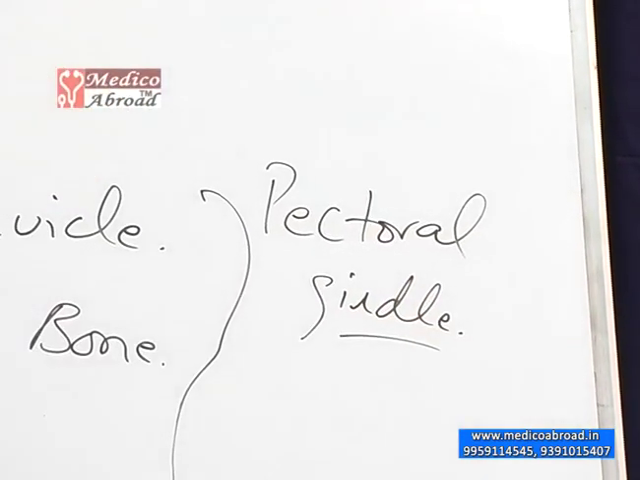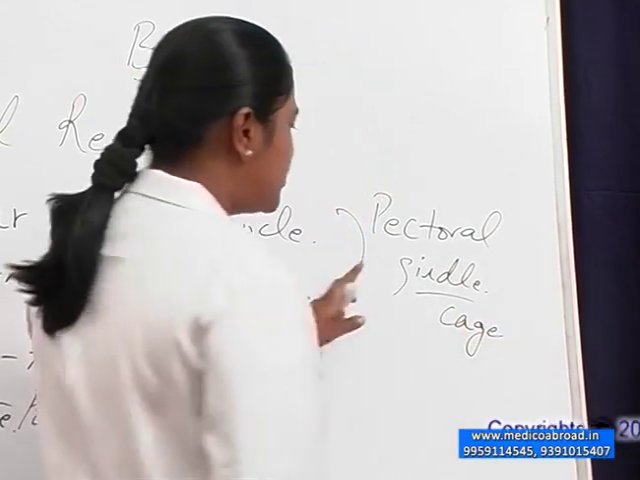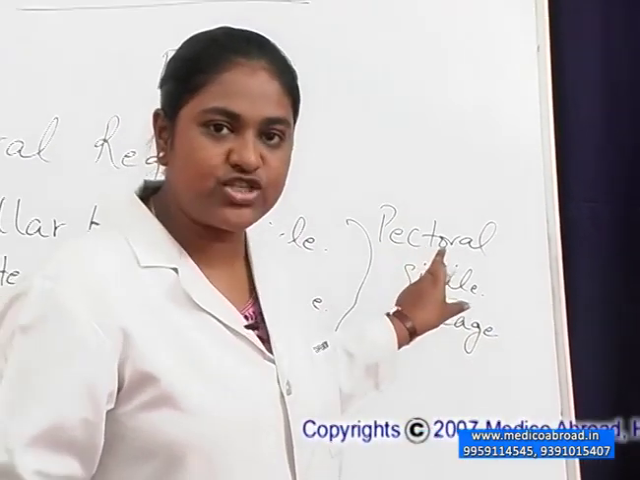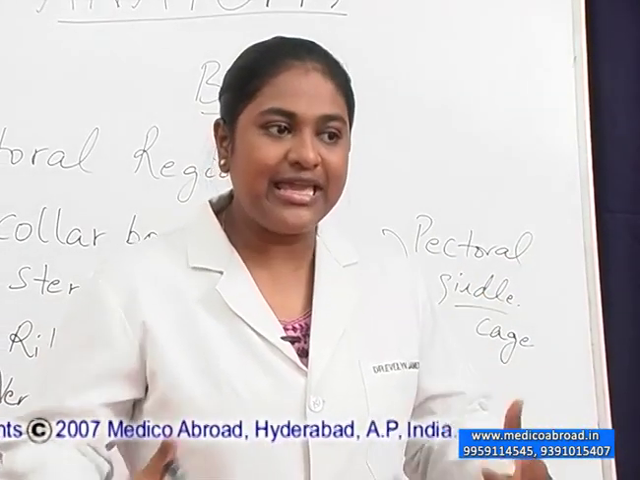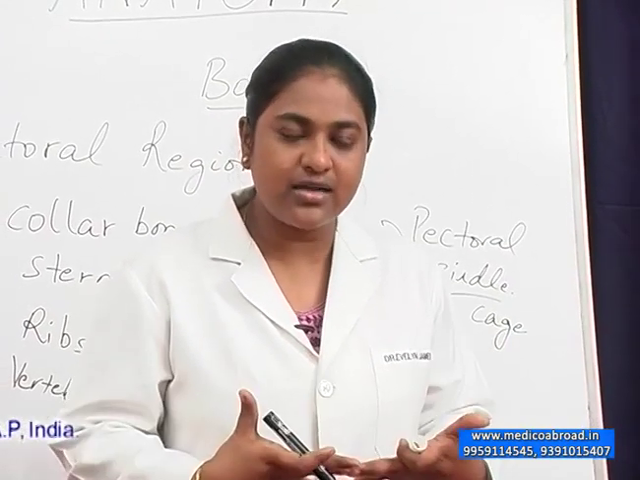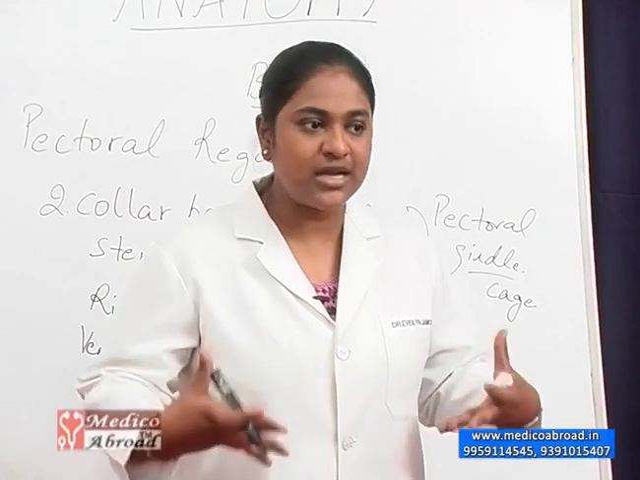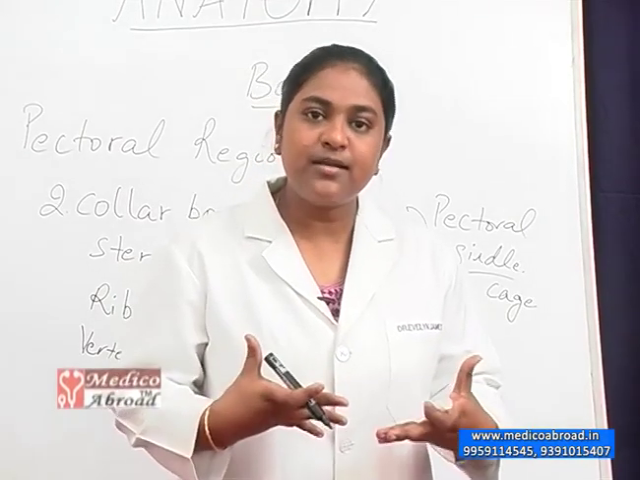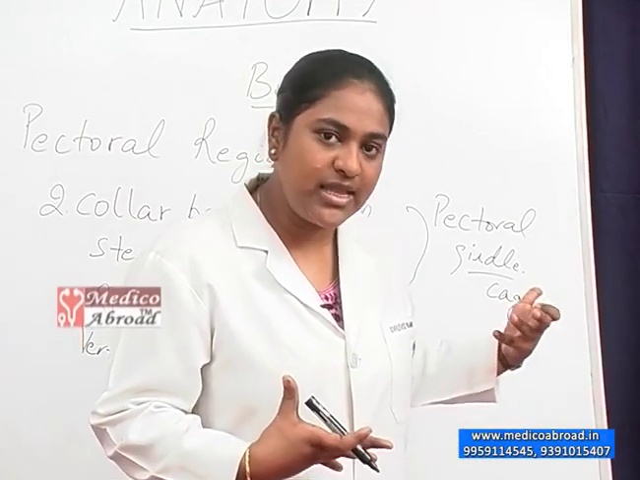What does girdle mean? A cage. Girdle means a cage. This is the bony cage in the body which is present in the chest up to the abdomen, in which all the other organs like your lungs, heart, major blood vessels, etc. are arranged. So this forms a cage in which the other soft body parts are present. So this is a bony cage.